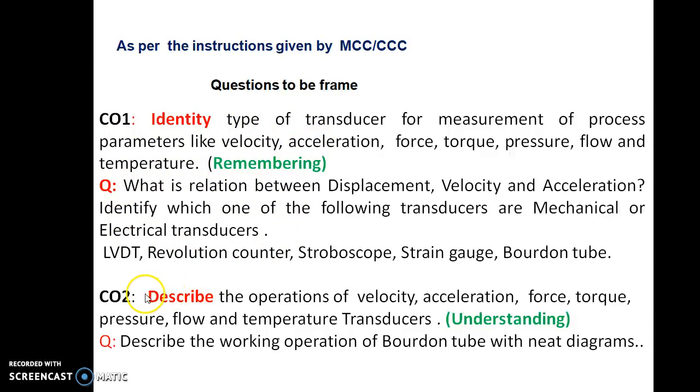And the second one is also just understanding. Once he is able to identify this is a mechanical transducer, the next level is that he is able to describe the operation of that Bourdon tube. For example, Bourdon tube is mechanical. Once you identify the Bourdon tube is mechanical, the next level is you have to explain what the Bourdon tube contains and how it works. It's basic understanding level only.